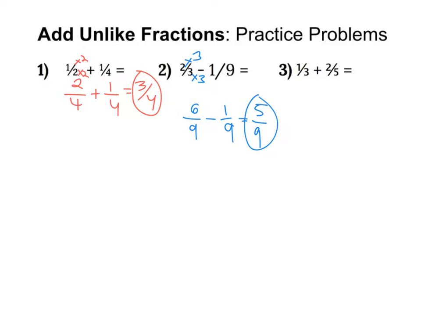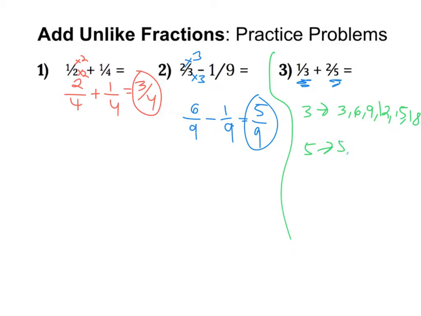That's my final answer. Problem number 3, you have a situation where 3 and 5 are not factors of each other. So we're going to make a list of multiples for the 3's and make a list of multiples for the 5's, and we're going to see what the least common multiple is. For the 3's, I have 3, 6, 9, 12, 15, and 18. Let's see, for the 5's, we have 5, 10, 15, and right there, 15 is my least common multiple. It's the smallest number that is in both lists, so I want to make the denominator 15, okay?